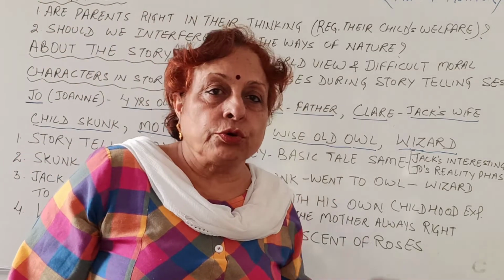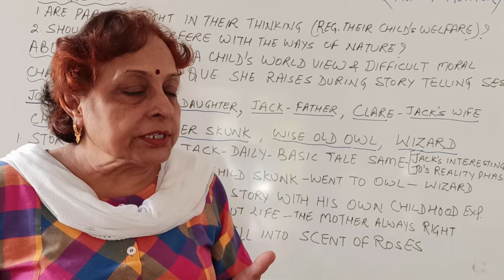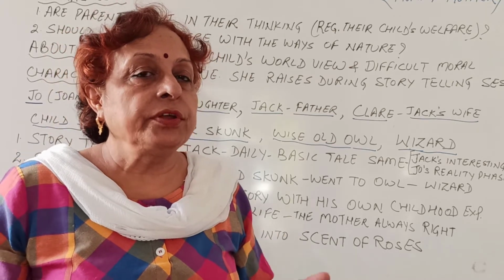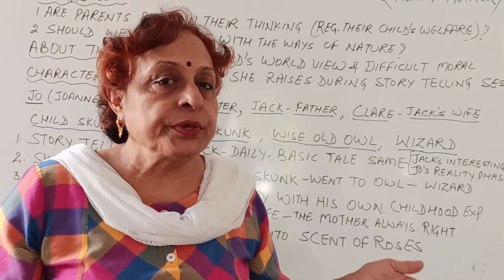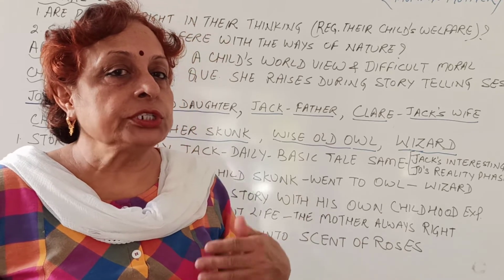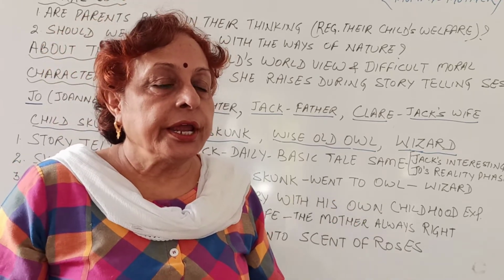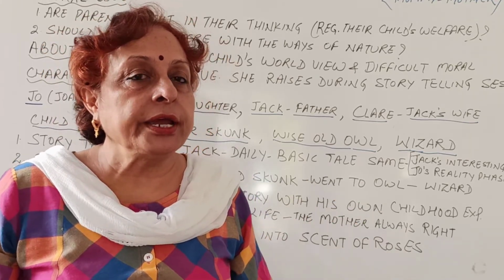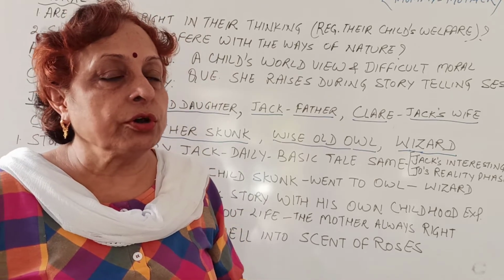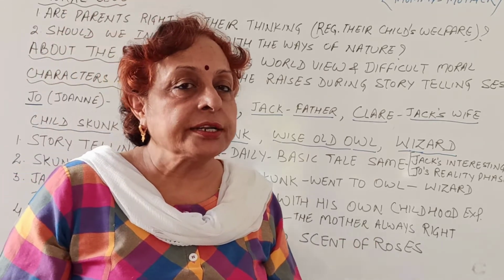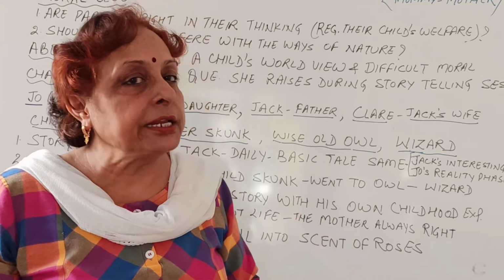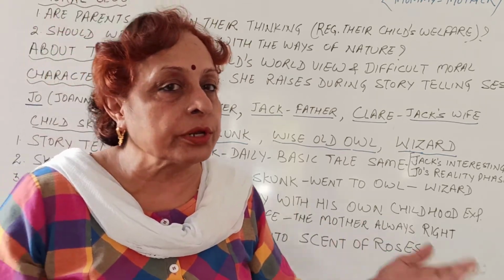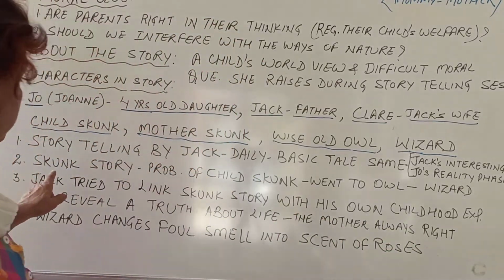Now this story, Jack was thinking of linking with his own childhood experience, with his own childhood humiliation. In his childhood also he had some problem. So he thought of linking this story with that experience and telling his daughter a truth about life. So he started telling her the skunk story.